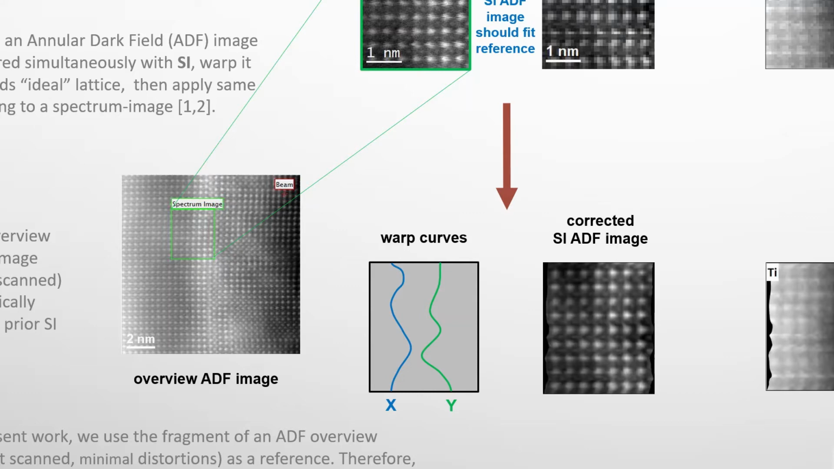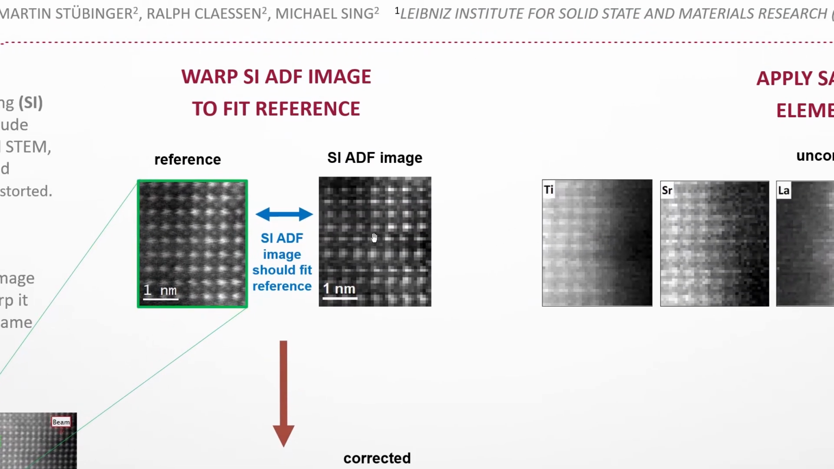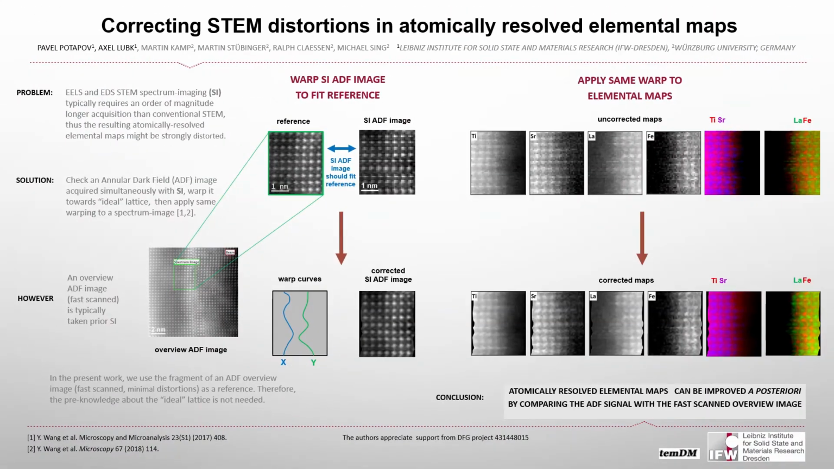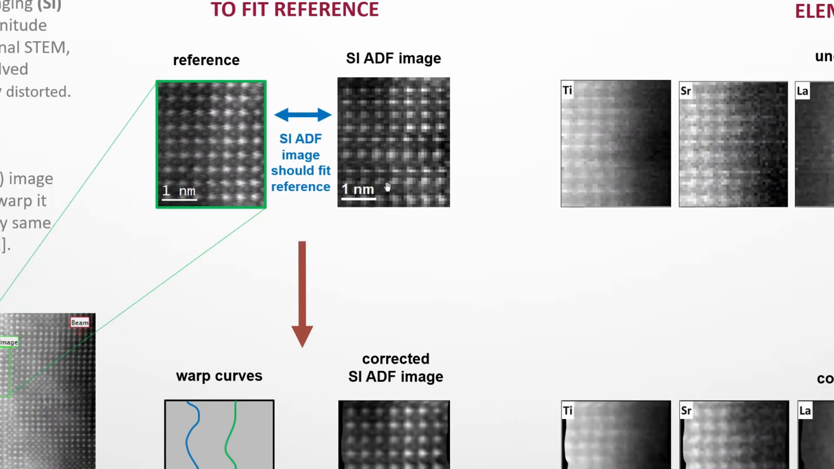Well, they exist as well, as discussed in another poster in this conference, but compared to spectrum imaging, it's nothing. So why not use a fragment of this fast scan image as a reference to correct the spectrum image? We warp our simultaneous ADF image such that it fits best the reference.